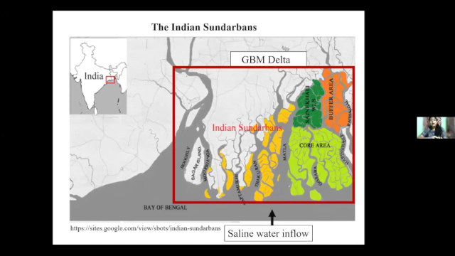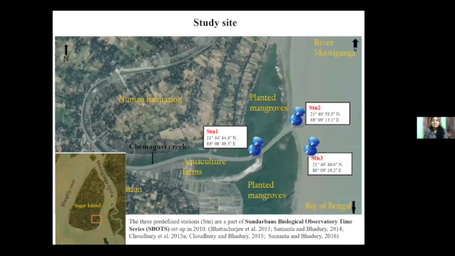Not only does this area receive a high amount of fresh water discharge, it is also impacted by the saline water inflow from the Bay of Bengal. My study site is located on the Sagar Island of the Indian Sundarbans, which is the largest island of the Indian Sundarbans. The study site comprises 3 stations: Station 1, Station 2, and Station 3.